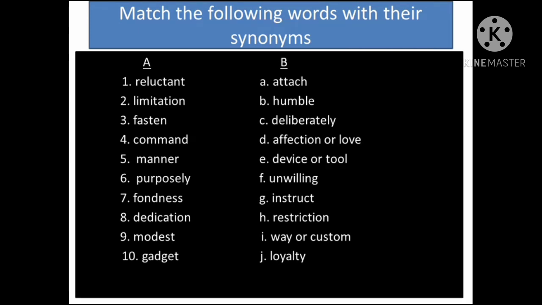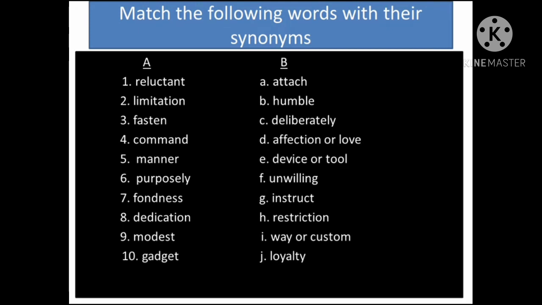From A side, I have 1, reluctant. Number 2, limitation. Number 3, fasten. Number 4, command. Number 5, manner. Number 6, purposely. Number 7, fondness. Number 8, dedication. Number 9, modest.